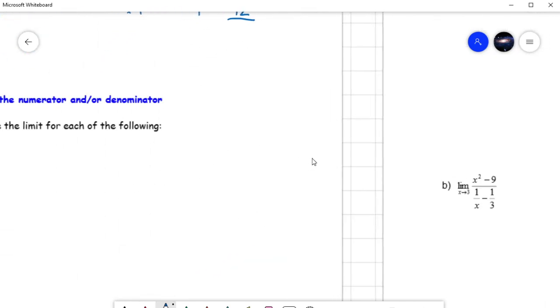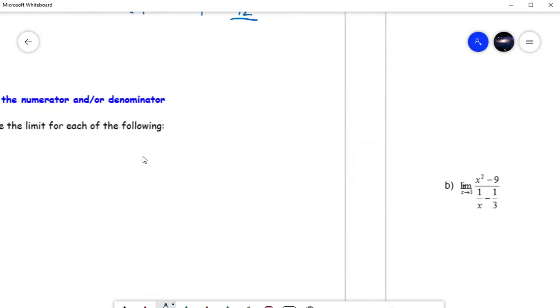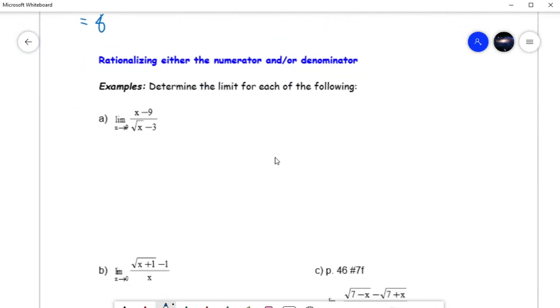Yeah, simplifying rationals too. Okay, what are we at here? 50 minutes. Okay, I'll try and pick up a little bit of speed.